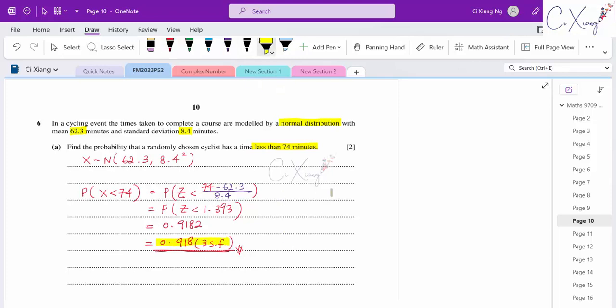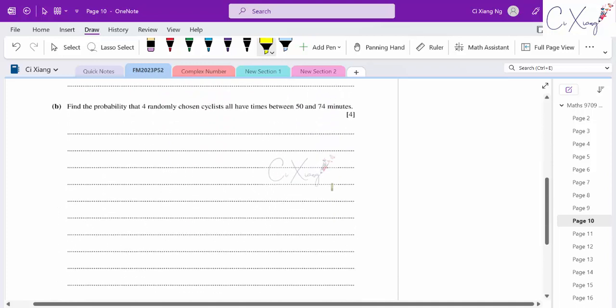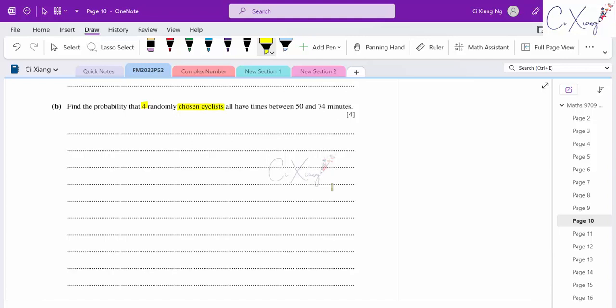Right, then we continue to part B. For part B, they are saying find the probability that 4 randomly chosen cyclists have time between 50 and 74. We are having 4 cyclists now and all of them have this time. No matter what, we will try to focus on one cyclist first. For one cyclist, the probability of getting a time between 50 and 74 will be something like this. But this is for one cyclist.